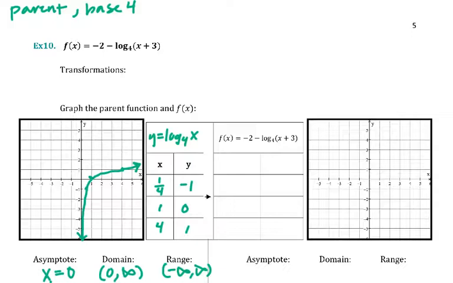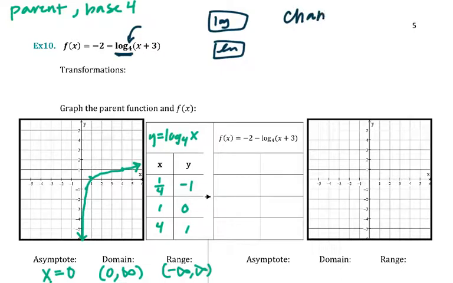One thing I know we haven't talked about yet is graphing something that is not base e or base 10. So your calculator has two buttons. It's got log and it has an ln, right? ln is base e. The log button on your calculator is base 10. So in order to type this in the calculator, if you were trying to do that, you'd need to use the change of base formula.